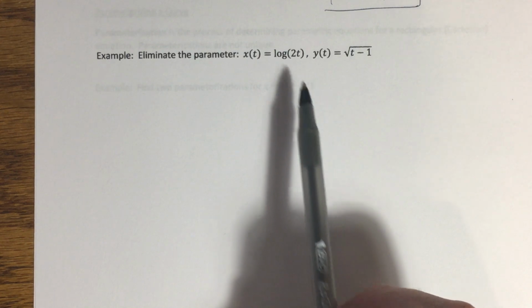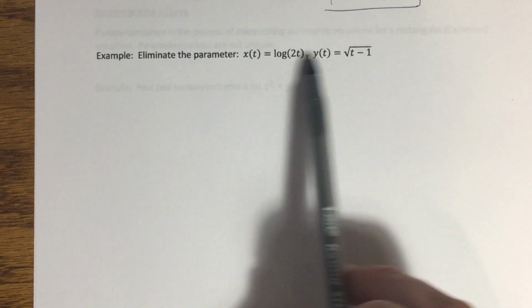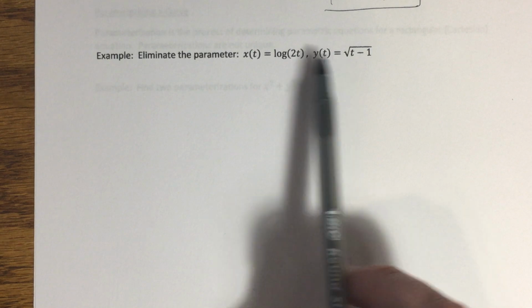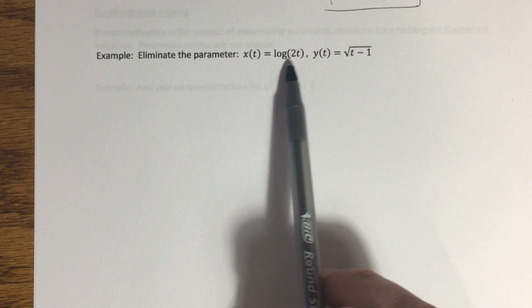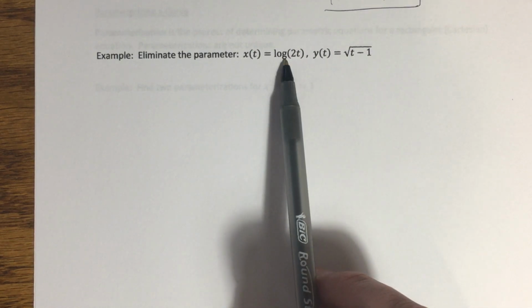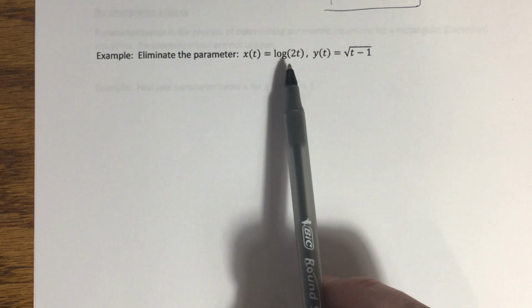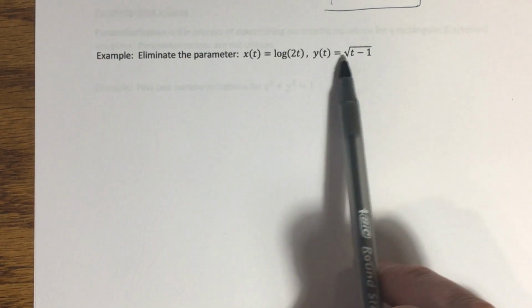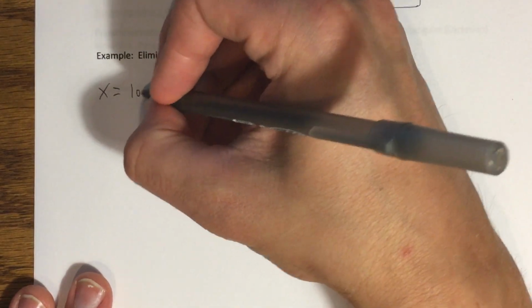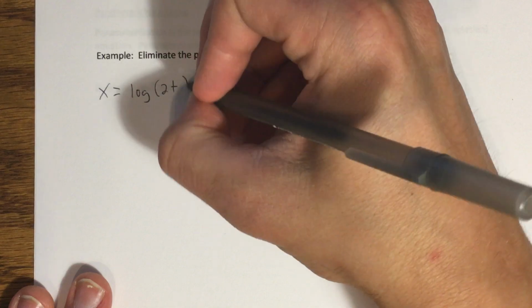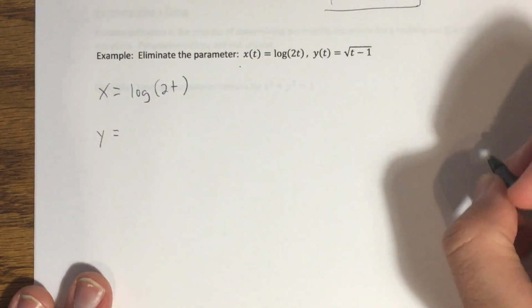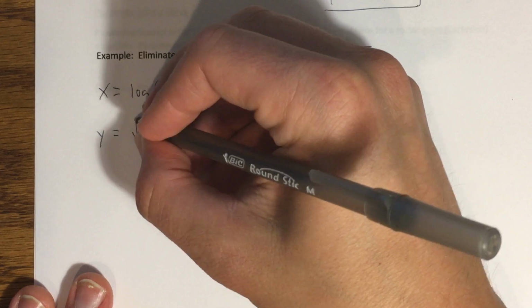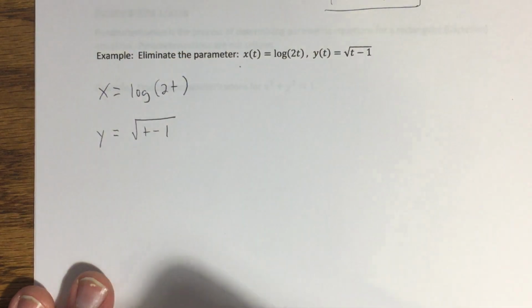Okay. So there's more than one way of going about this. Notice that of the two equations, only one of them involves a logarithm. So I can handle this any number of ways, but what I'm going to do is try to not do too much to the logarithm. Instead, I want to work with the other equation first. So let's write x equals log of 2t, y equals square root of t minus 1.